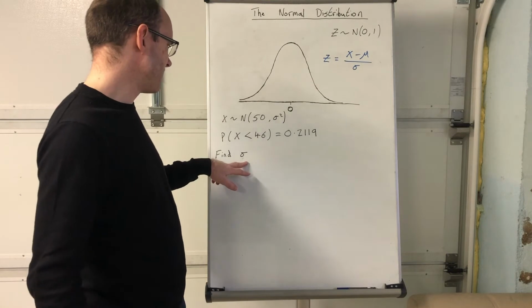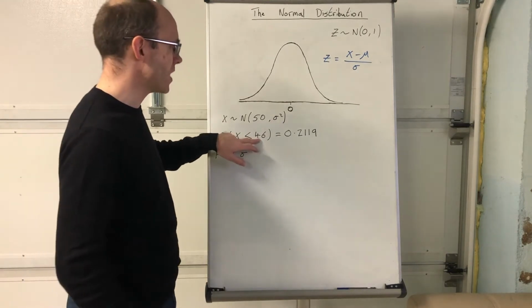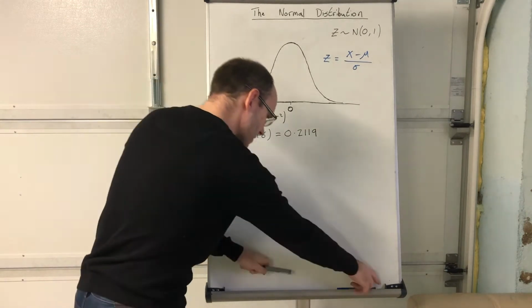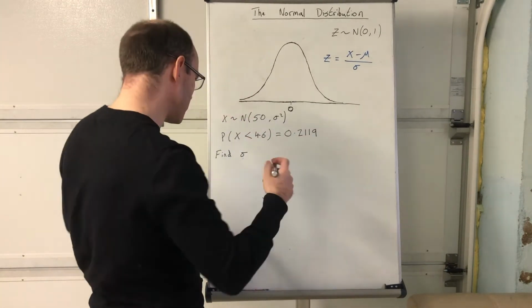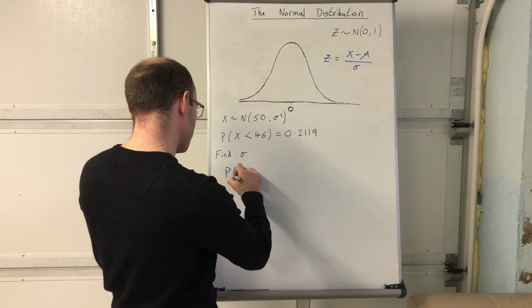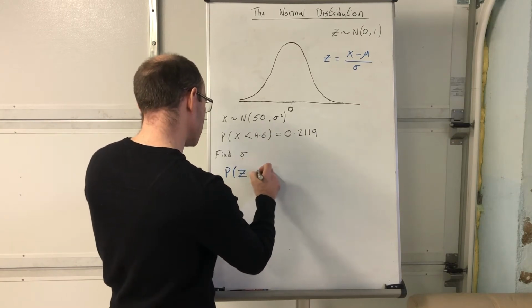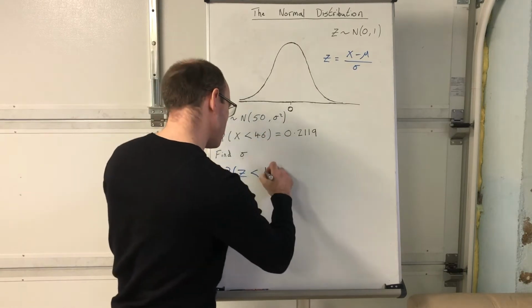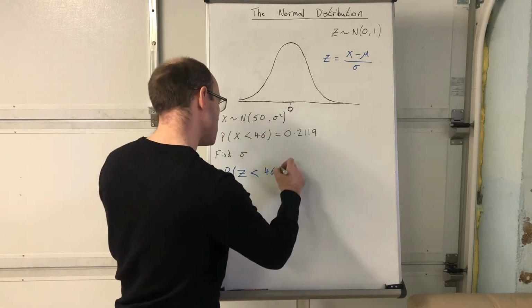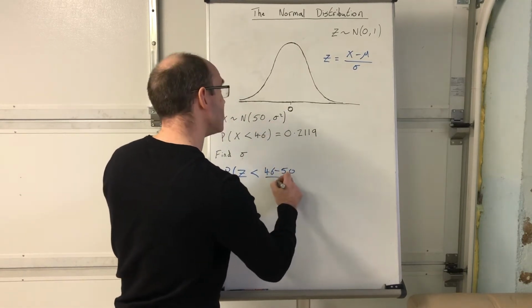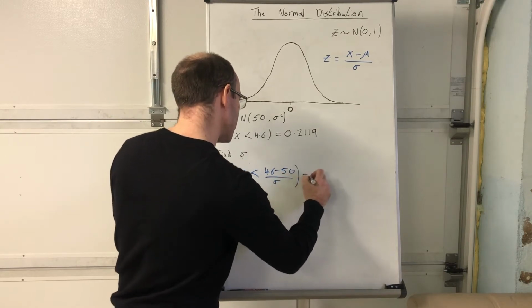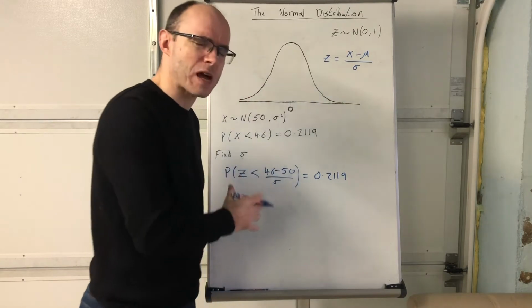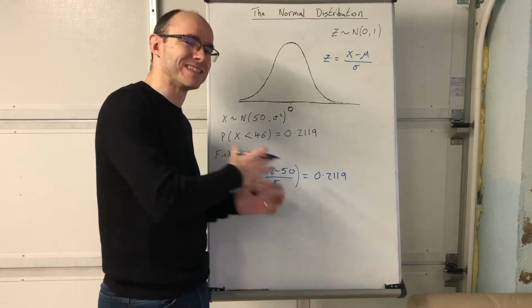Okay. Well, first of all, let's just rewrite this, shall we? So we know that we can use our coding effectively, let's use blue to be consistent with my previous bits on this video. So we can use the coding to say that we've got z is less than, then it's 46 subtract mu, which is 50, over sigma is equal to 0.2119. So first of all, that's how we reworked it in terms of z.